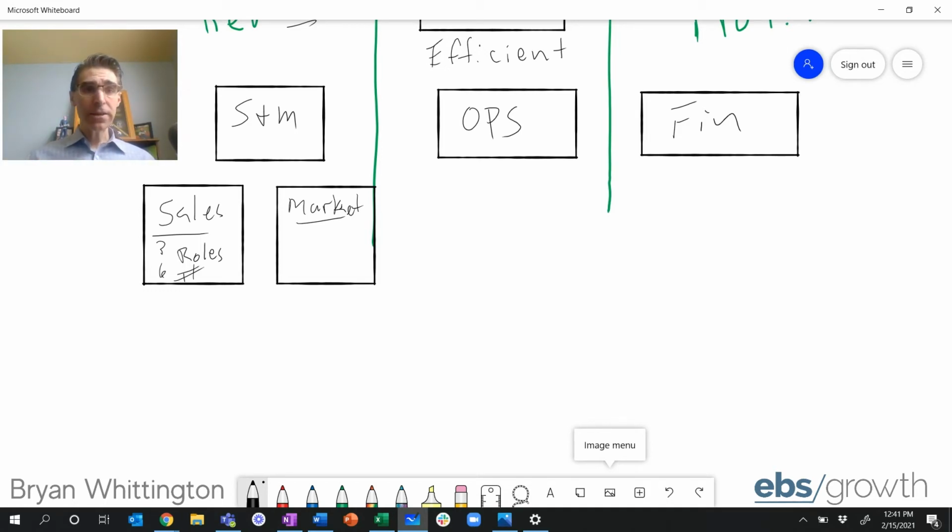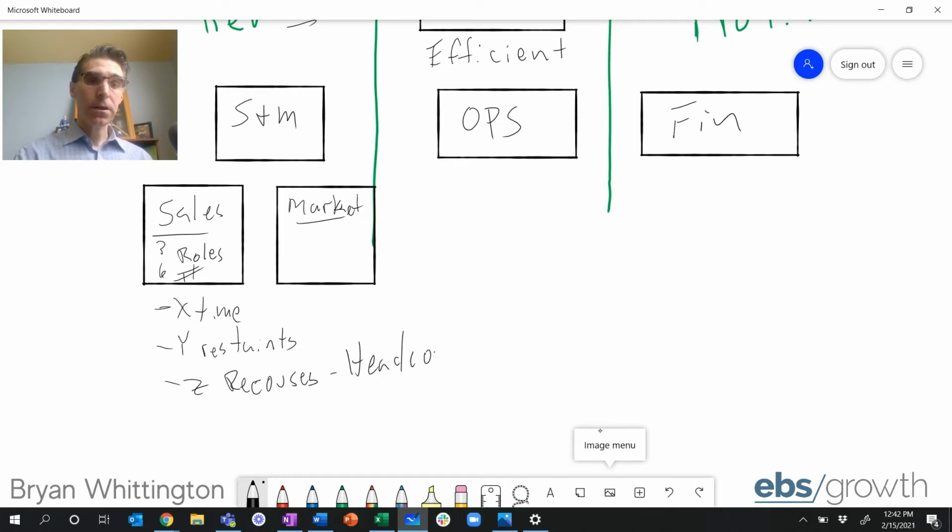So if I clearly define that within my resource planning, now I know, okay, to be able to do these 3 to 6 things, it's going to take X amount of time. And I'm going to have these Y restrictions or restraints. So if that's true, then I'm going to need Z resources in terms of headcount and technology to be able to pull this off.